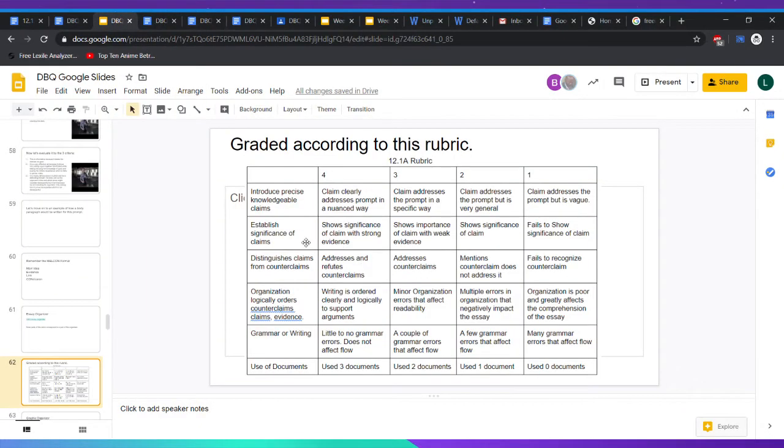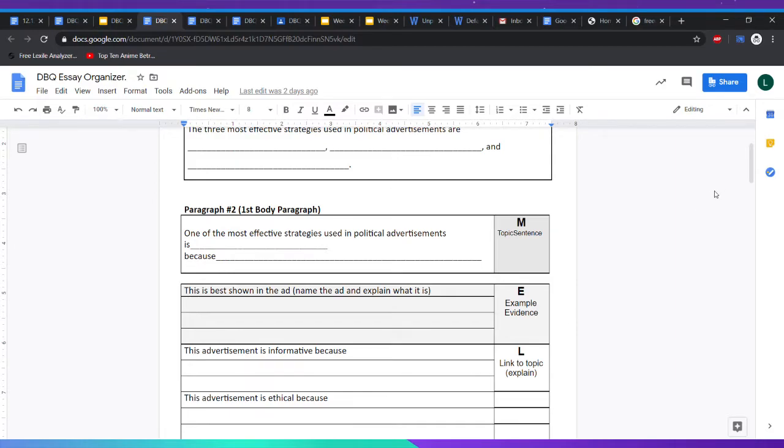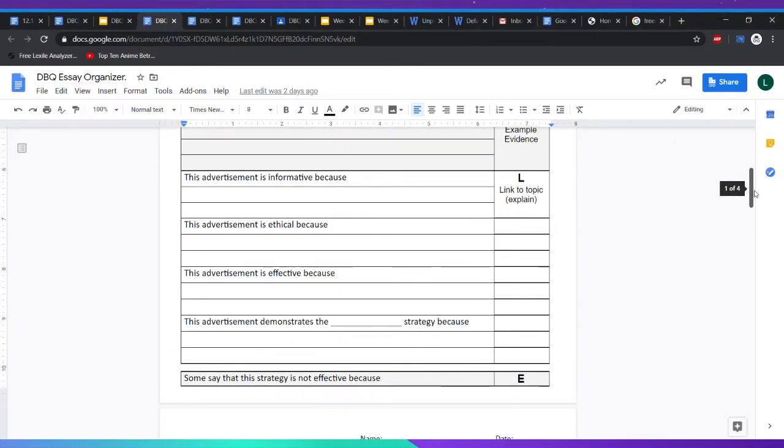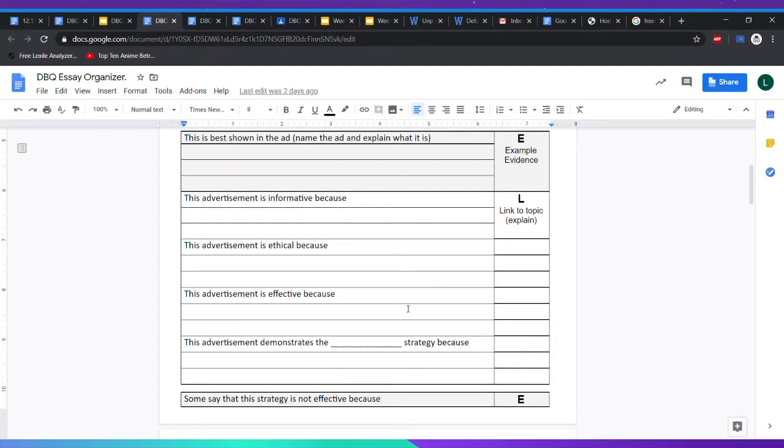Next, establish significant claims. This is 2 parts. First, you need to make sure the claim is significant. If you do so, that's at least a 2 out of 4. And then you have to have evidence. If it's weak evidence, 3. If it's strong, a 4. That's going to be graded in the E and L section, right? Because you're establishing the significance right here, and this is where you provide the evidence.